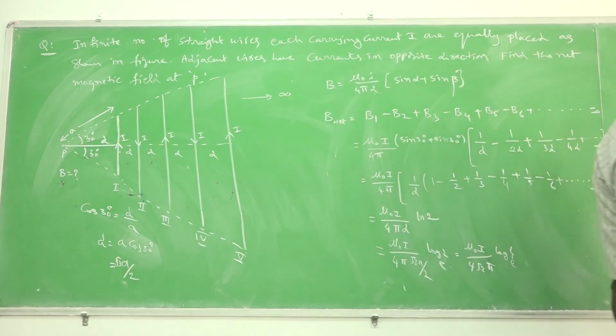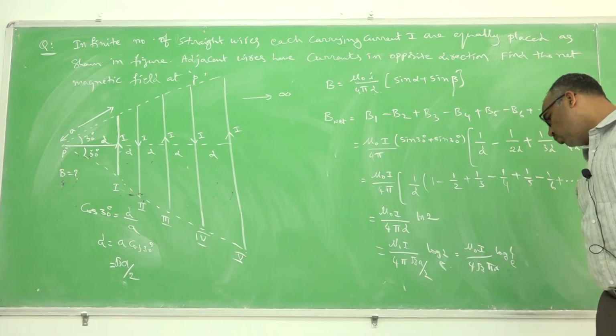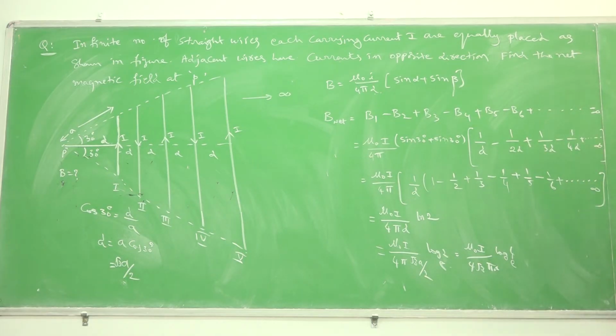Mu naught I by 4 root 3 pi, a is also available. Mu naught I by 4 root 3 pi a into log 4 to the base e.